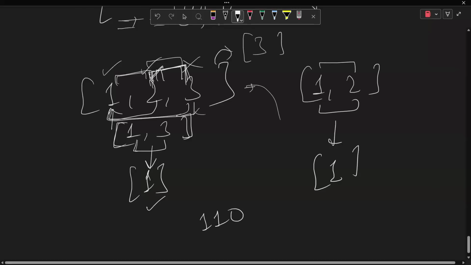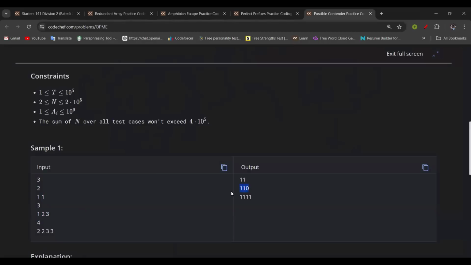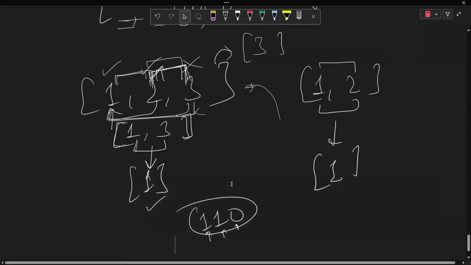The answer for the first index is 1, the second index is 1, and the third index is 0. This would be your answer. You can just look at the answer of this test case: 1, 1, 0. So I hope the problem is now clear, what we need to do. So how can we do this?